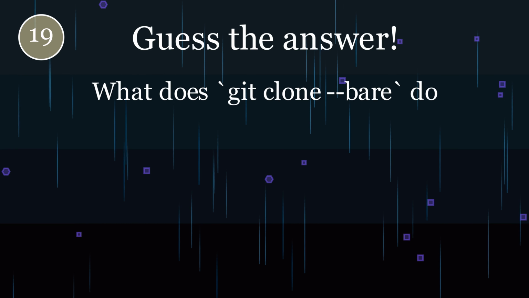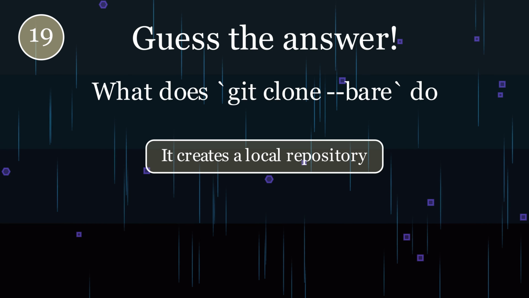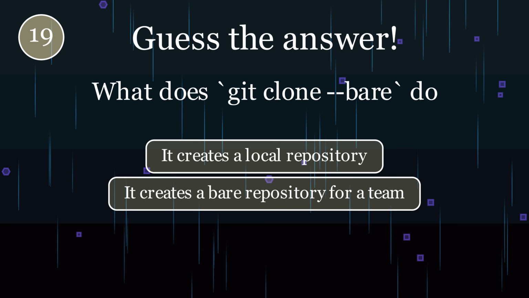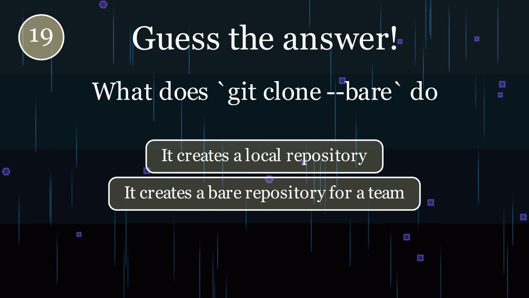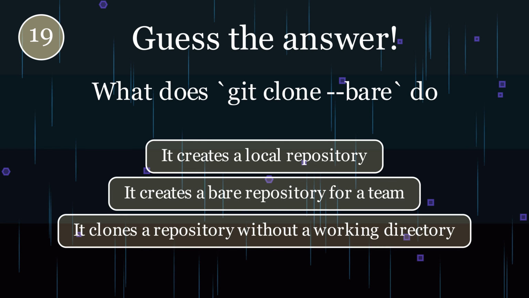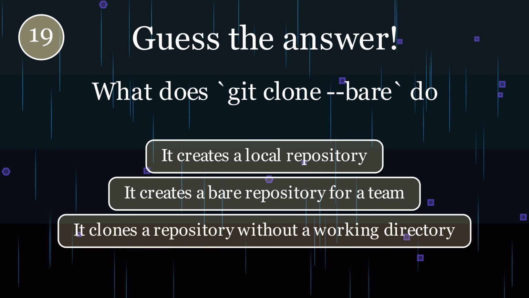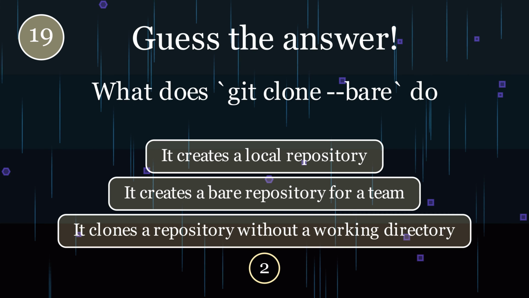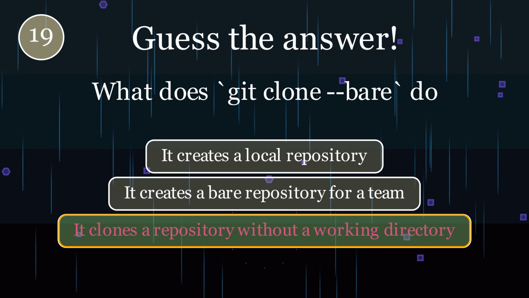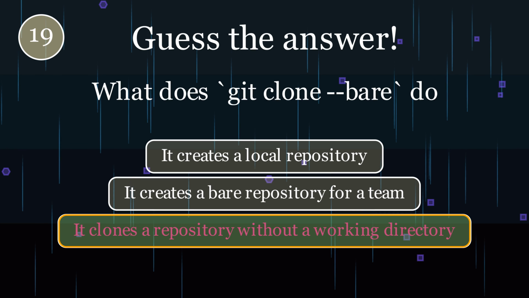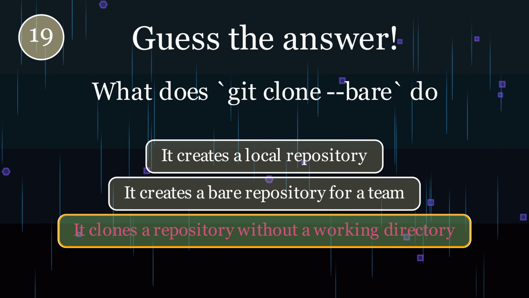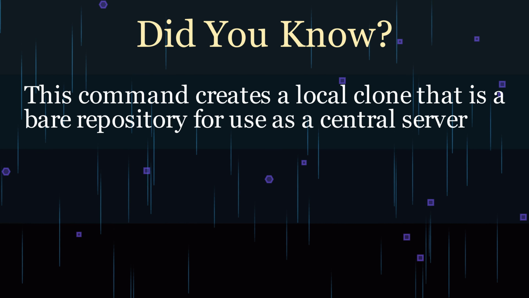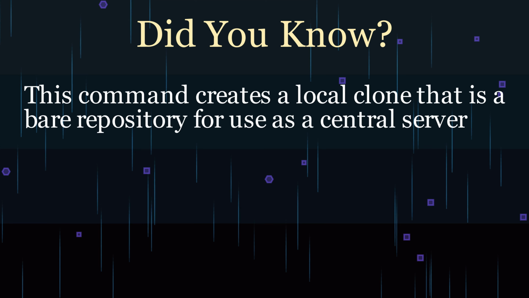What does git clone --bare do? It creates a local repository. It creates a bare repository for a team. It clones a repository without a working directory. The correct answer is it clones a repository without a working directory. Fun fact: this command creates a local clone that is a bare repository for use as a central server.